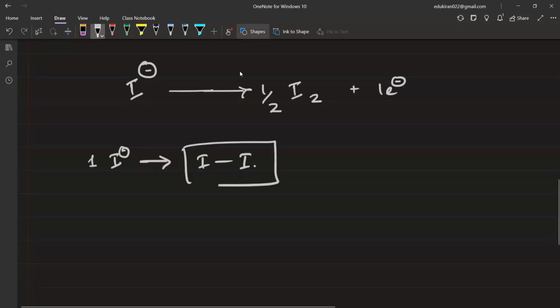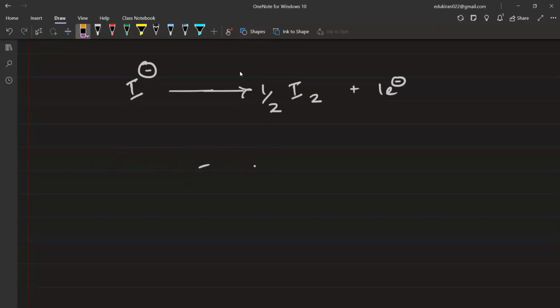Is this clear? Yes or no? Please tell me. Do you understand this? All of you? Iram, Faiza, Shahid, Madiha. Shahid and Madiha, new students, did you understand this? Yes, sir. When I say one ion of I negative, then how will I2 form? We need another I negative. So what should we say? 1 mole of I negative gives me half mole of I2 and 1 mole of electron. Is this clear? Yes or no? Please tell me. What should we say?